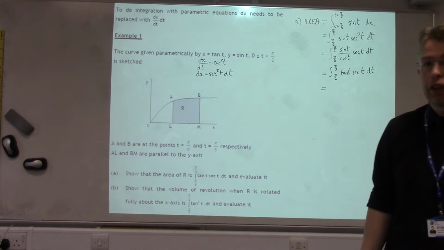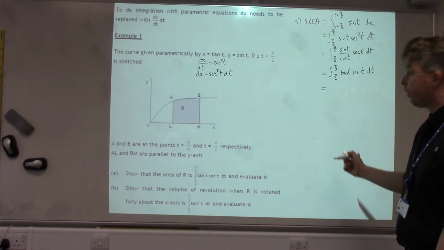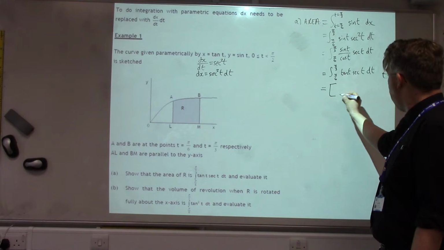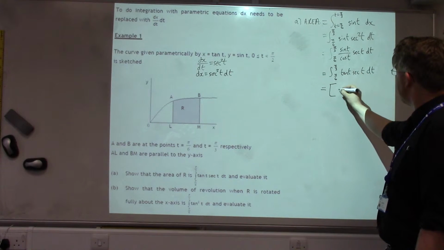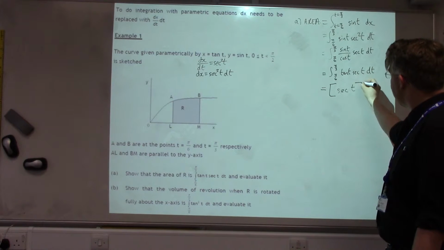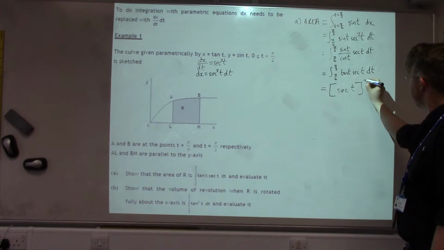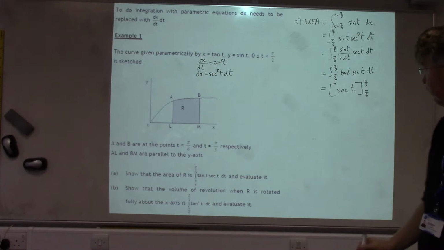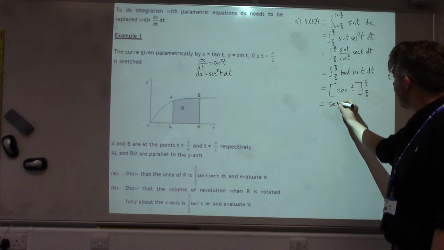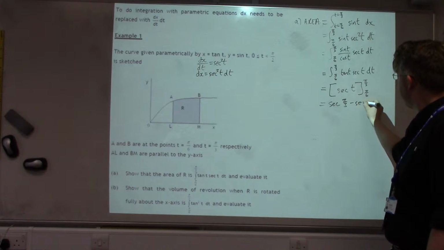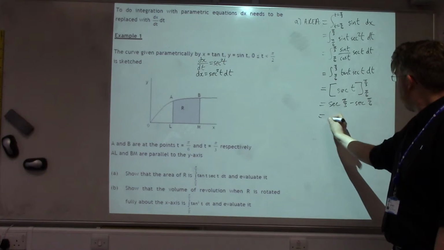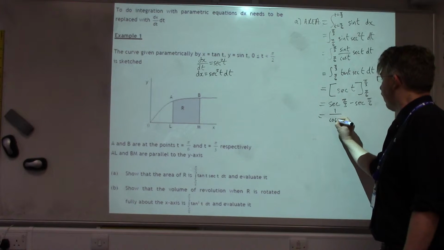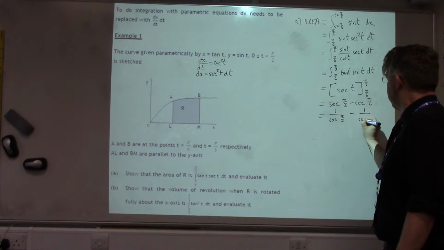Now this is a case where you can look up in the formula booklet for C3, you should know that sec t differentiates to tan t sec t. So tan t sec t integrates back to sec t. So put in the limits, sec of pi over 3 minus sec of pi over 6. On a calculator, remember that's 1 over cos pi over 3 minus 1 over cos pi over 6.